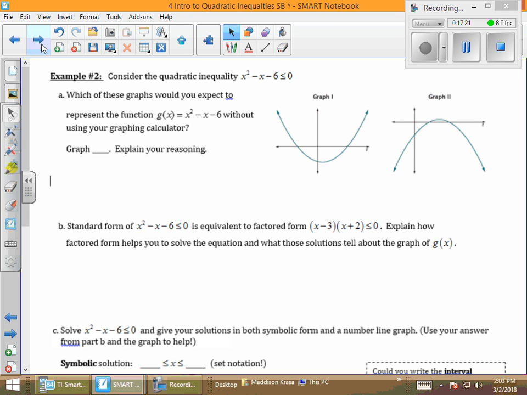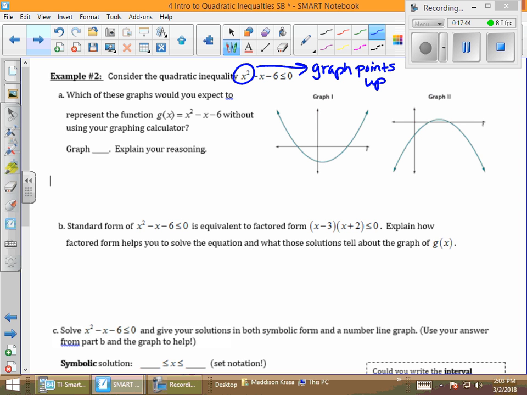Graph 1. Why do you say graph 1? Right, it's not a maximum. Take a look at your x squared term right here. That x squared term is positive, meaning your graph is pointing up. So if you need to make a note of that, do that. We know based on that starting term that the graph points up. So it should be graph 1. Our leading term is positive would suffice for a reasoning.